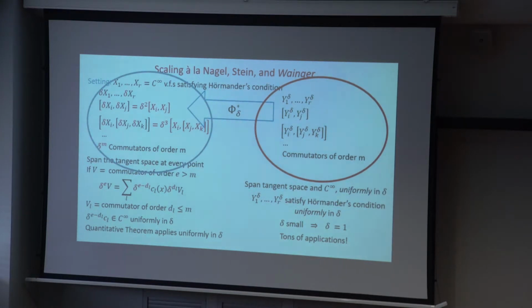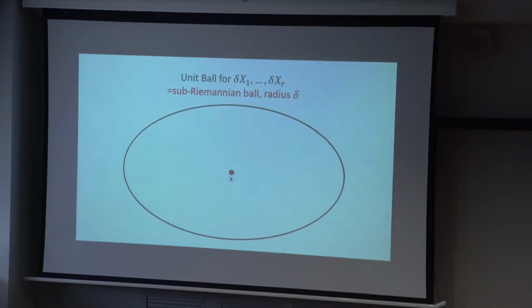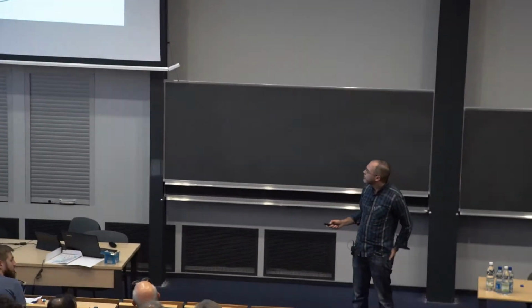All right, so this is the algebra of what Nagel, Stein, and Wainger did. I want to show you the geometry. So when you say it satisfies Hörmander's condition uniformly, do you mean like the Gramian has a lower bound? Yeah, there's some determinant with a lower bound, right? They span the tangent space uniformly, that's right.